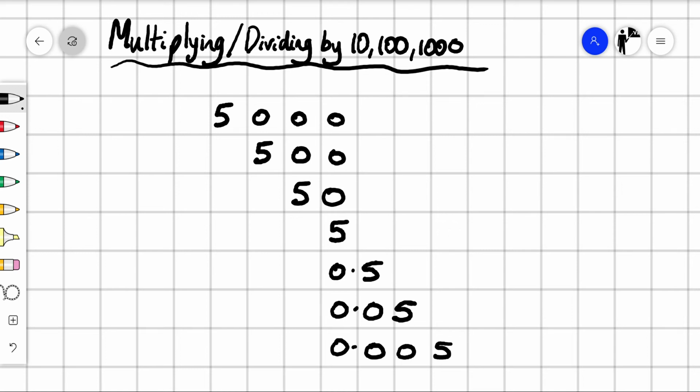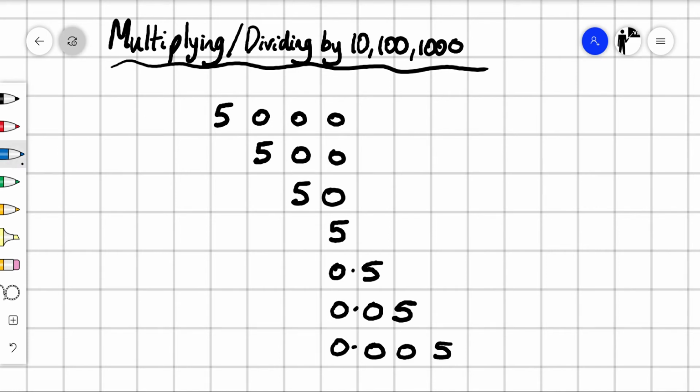In this video we're going to look at multiplying and dividing by 10, 100 and 1000. Hopefully you'll see here I've got a sequence of numbers written down. 5, 50, 500, 5000, going down the way 0.5, 0.05 and 0.005. Can you spot any connections here?